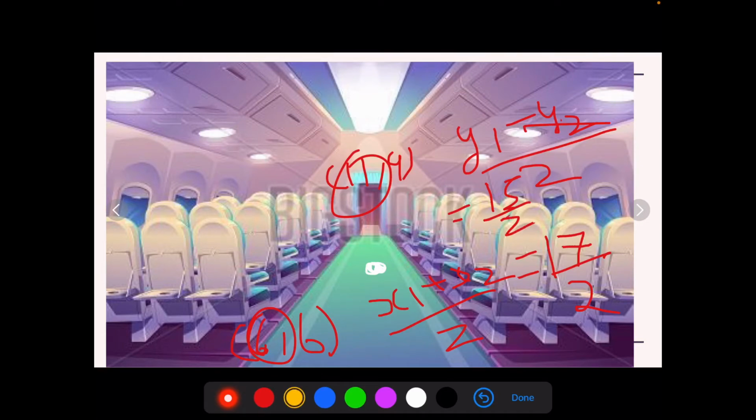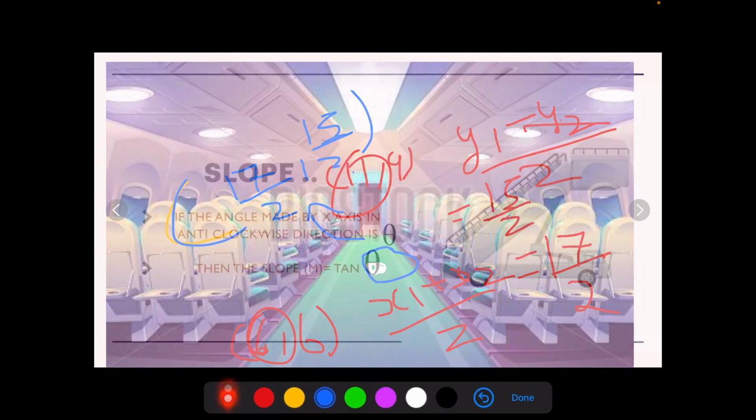So the coordinates are 17 by 2 comma 15 by 2. So the coordinates of this point are 17 by 2 and 15 by 2. This is where the hostess has to stand so that she is visible to everyone and everyone can see her clearly for the safety demonstration.